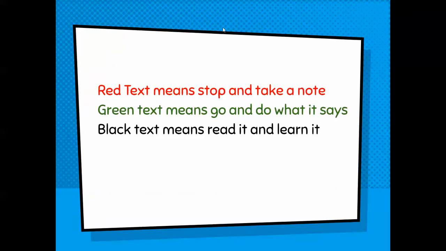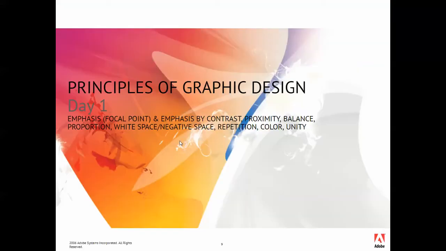As you're watching the spiel, make sure whenever you see red text, that means to stop and take notes, either paper notes or Google Doc notes. We're going to do both paper and a Google Doc note for this, two separate assignments. When you see green text, that means do what it says. And if you see black text, simply read it and learn it. All right, so what are the principles of graphic design? What is graphic design? We're going to learn a few of these things.